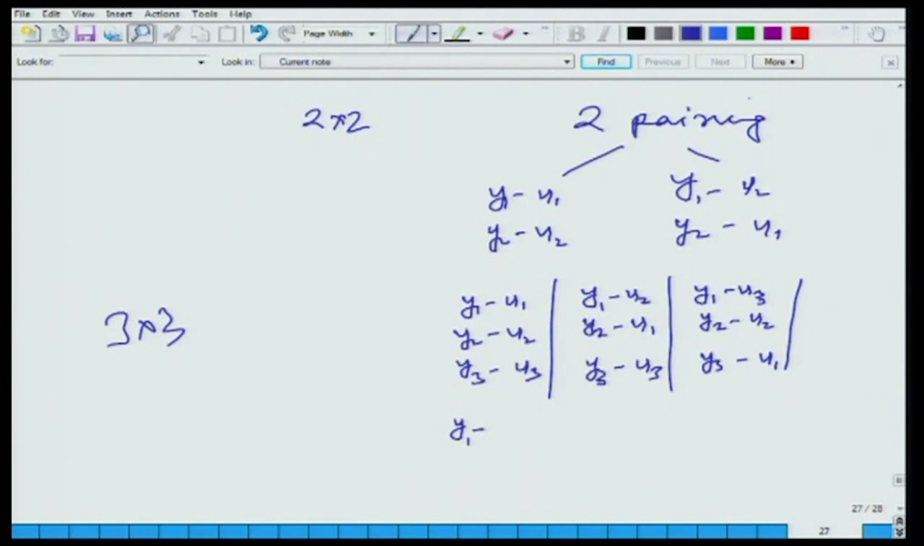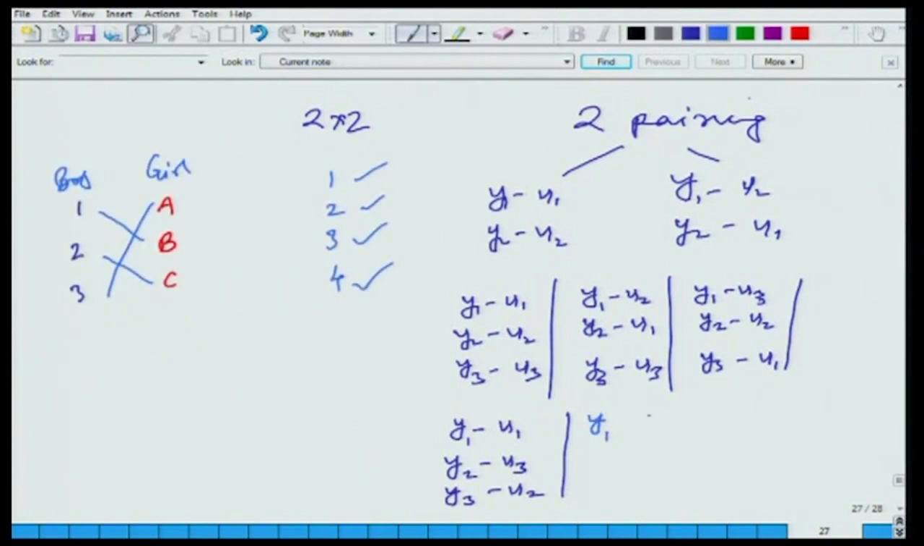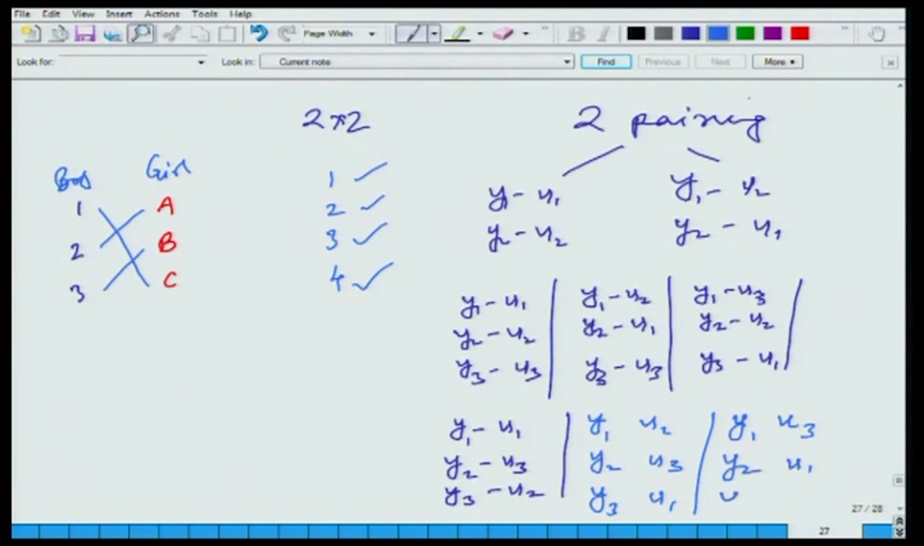This is getting confusing. Then I could also flip these two: Y1 U1, Y2 U3, Y3 U2. So that is 4. Then Y1 U2, Y2 U3, Y3 U1, and Y1 U3, Y2 U1, Y3 U2. So, these are the 6 possible input output pairings that are possible.